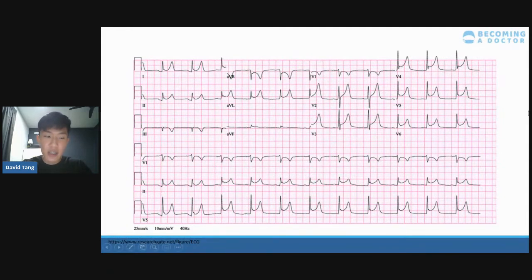So if I give you guys a hint, we can see ST changes, and this is evident in the anterior territories. We can see it in the lateral territories as well, and we can see it in the inferior territories.